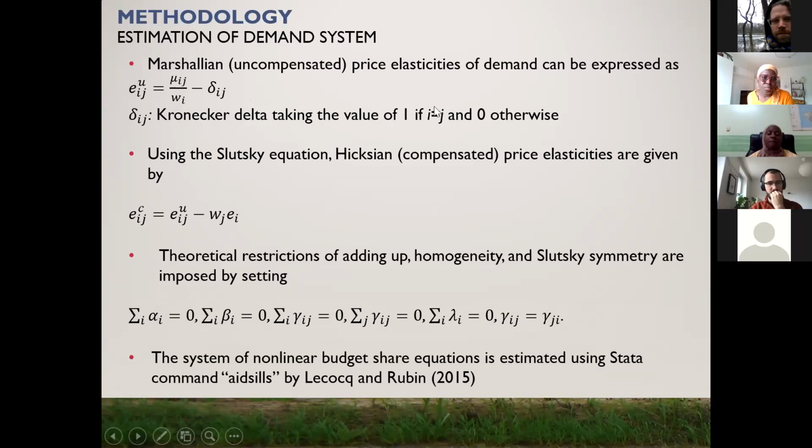For the price elasticities, we have the uncompensated or Marshallian price elasticities. Just to recall, the Marshallian demand is obtained when maximizing the utility subject to the budget constraint, while the Hicksian or compensated demand is obtained when minimizing the expenditures subject to a given utility. So they are primal and dual programs. Here we compute the two elasticities that are expressed in this way. This is the Marshallian or uncompensated price elasticity of demand, and using the Slutsky equation, we derive the Hicksian or compensated price elasticity of demand. These are additional theoretical restrictions that are imposed in the model. To estimate this QUAIDS model, we used Stata, specifically the command quaids.